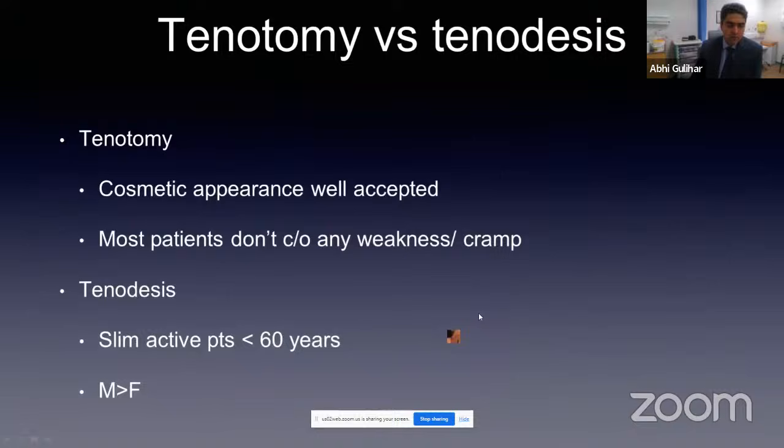So what are the pros and cons of a tenotomy versus tenodesis? We find that in tenotomy, the cosmetic appearance is usually well accepted, but you have to choose your patients carefully. Most patients don't have any weakness or cramp. So why do a tenodesis in the first place? We do the tenodesis usually in slim active patients who are unlikely to accept the appearance, and those who are very fit and active, and therefore they have a chance of developing biceps fatigue, biceps pain, and therefore reduced patient satisfaction. And definitely it's more commonly offered to men rather than females.